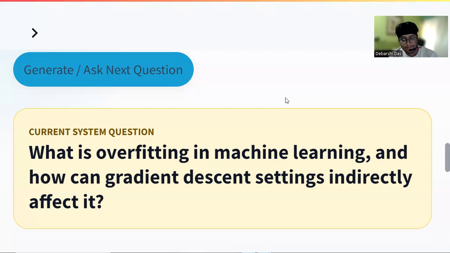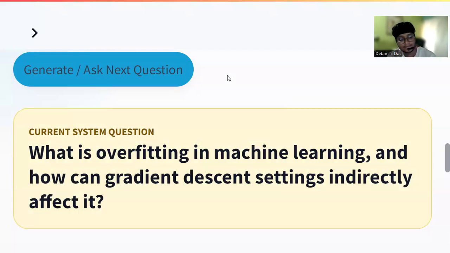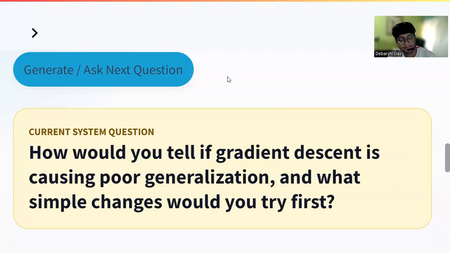Okay, let's get to the next one. How would you tell if gradient descent is causing poor generalization, and what simple changes would you try first?